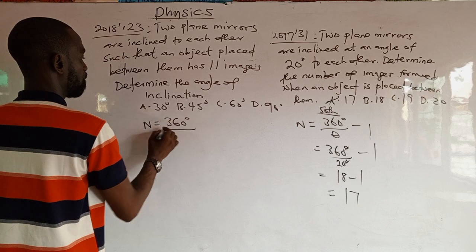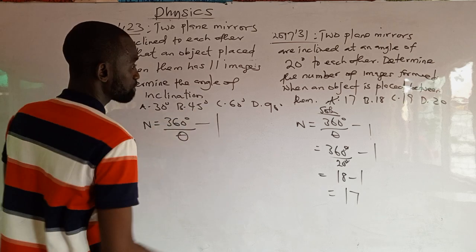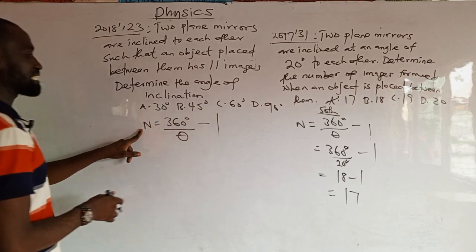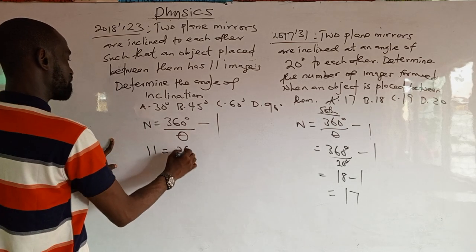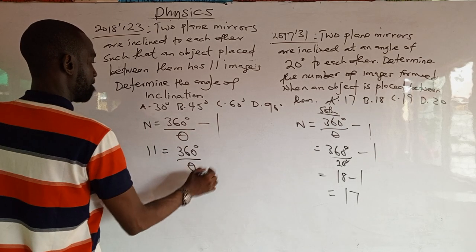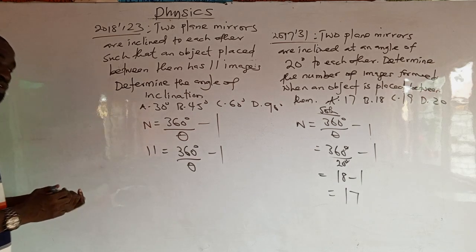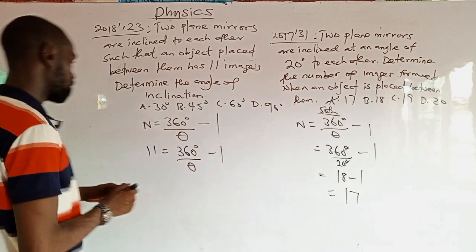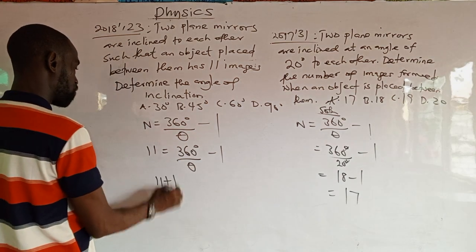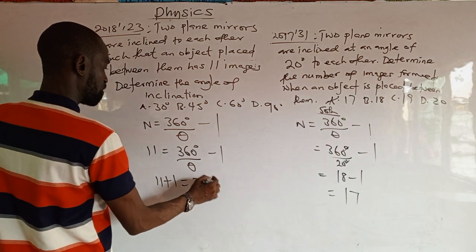360 degrees. What about theta? Minus 1. So our n is given as 11. So we have 11 here. That's 360 degrees. What about theta? Minus 1. Now what is the first thing? Let me write it down so we don't make mistakes. So we'll come here. 11 plus 1 equals what? 360 degrees.